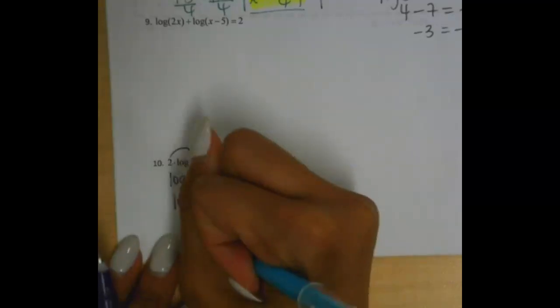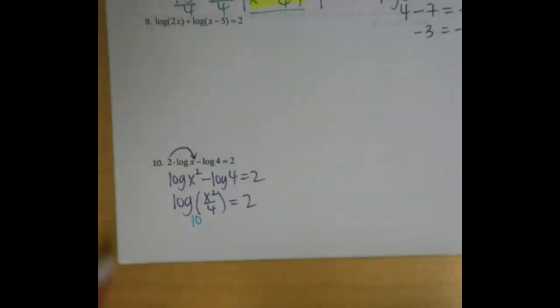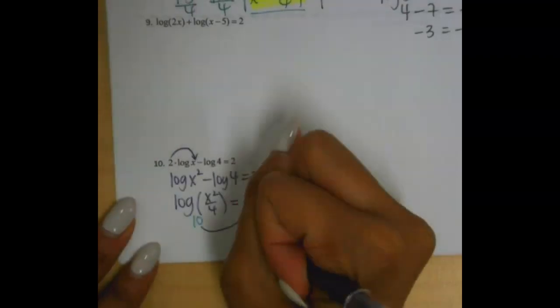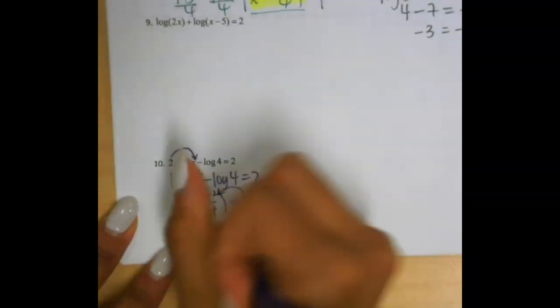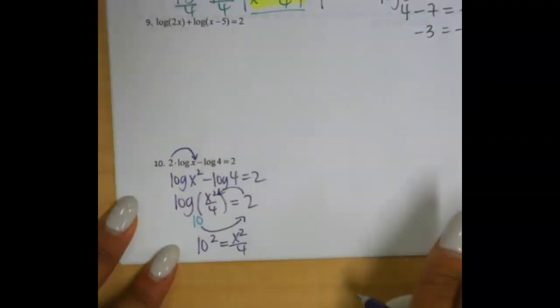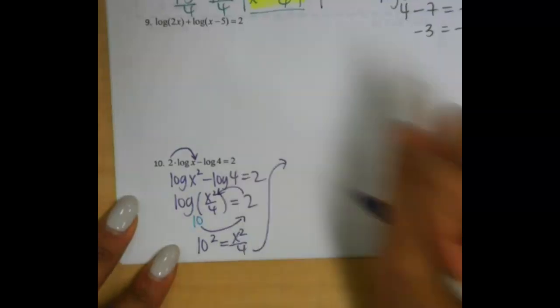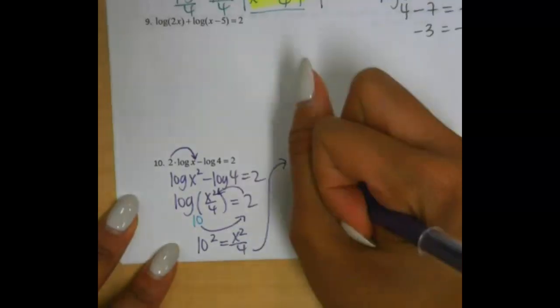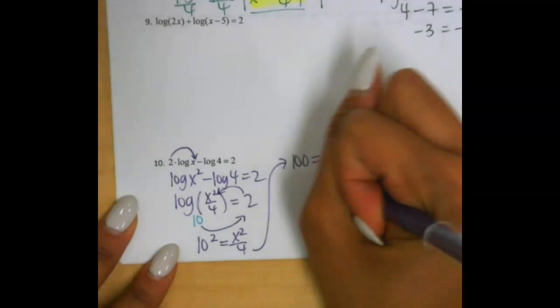So we're going to go ahead and write this in its exponential form. That circle that we made on the last question, we're going to do the same thing here. So we're going to make this 10 squared, which equals x squared over 4. And what's 10 squared? 100 equal to x squared over 4.